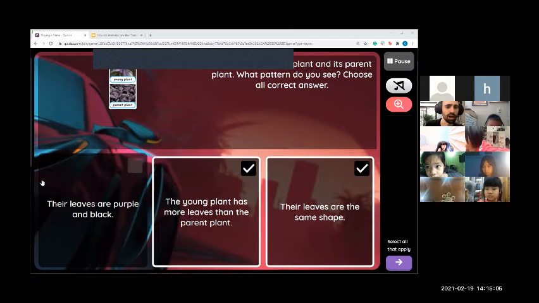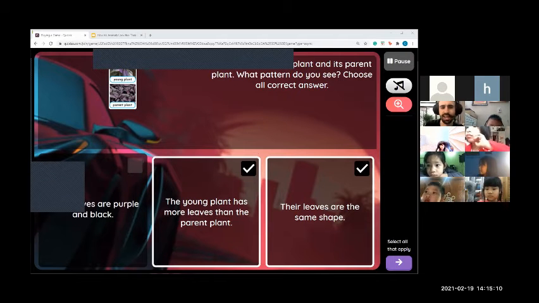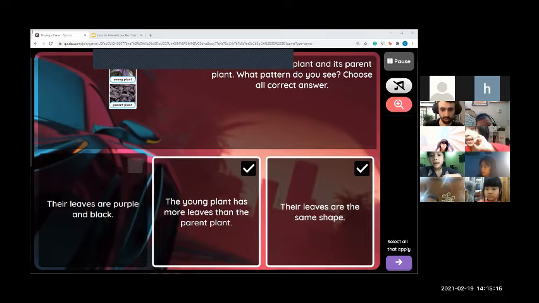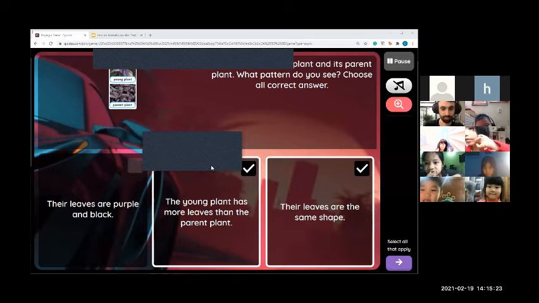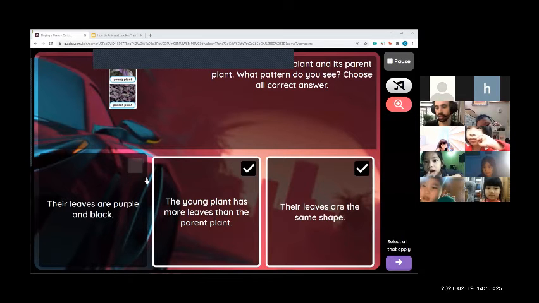Okay, everyone, I'm going to unmute everyone. Are these correct? Are both of these correct? Yes or no? Everyone in 3, 2, 1, go. Yes. Yes. Yes. Okay, let me submit it.